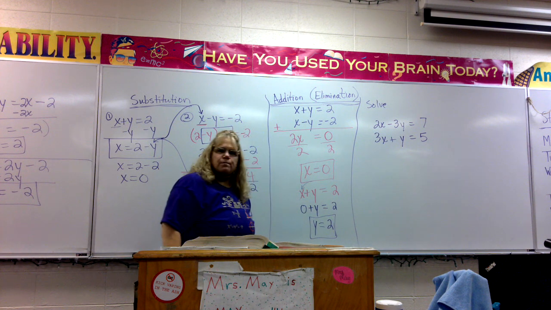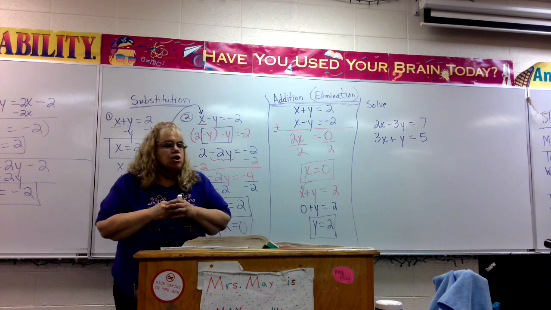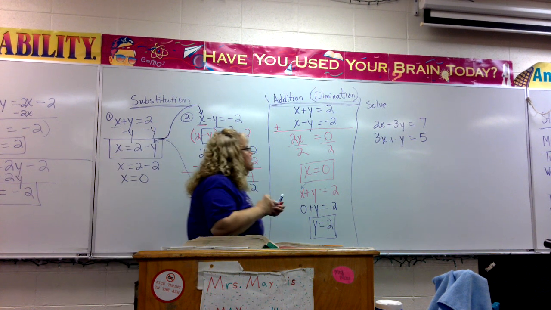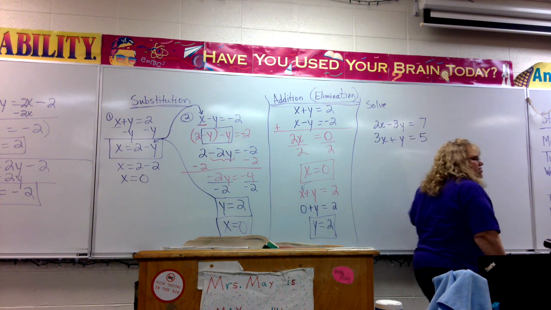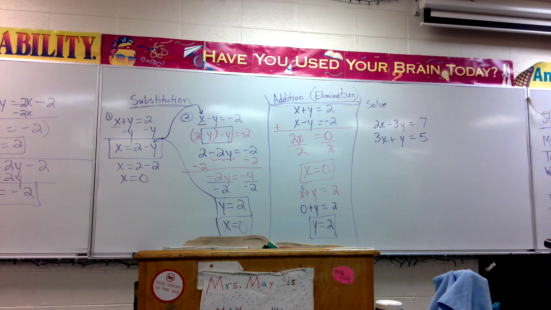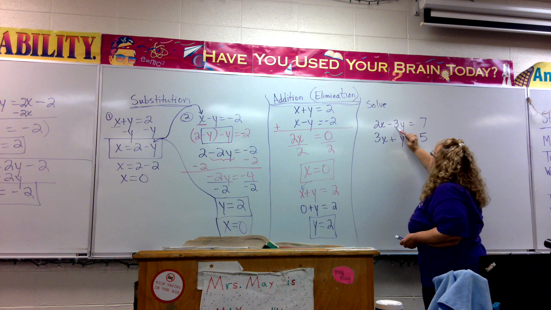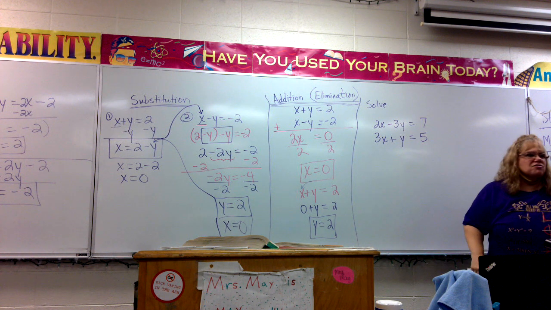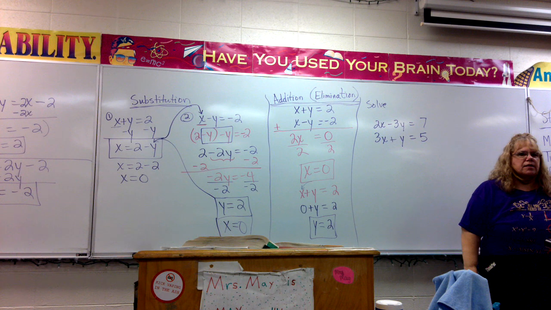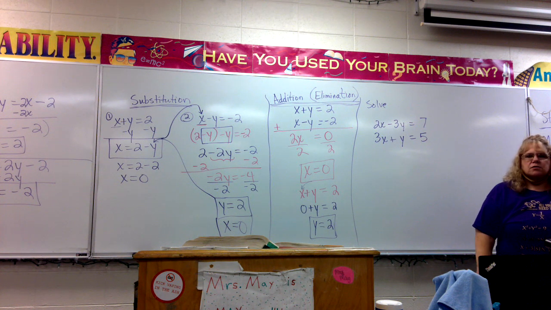So if you had your pick for this one, you could use substitution, right? Down here, get y by itself. You could. But I want you to use the addition method. Are there any opposites? I have 2 and 3. I have negative 3 and 1. There are no opposites. But if you don't have opposites, you can make them opposites.